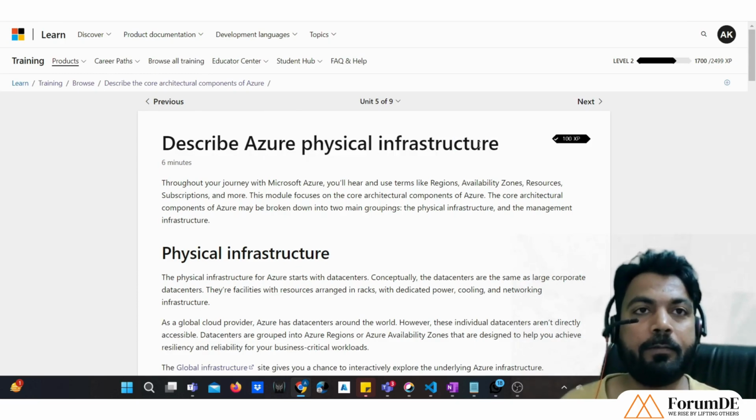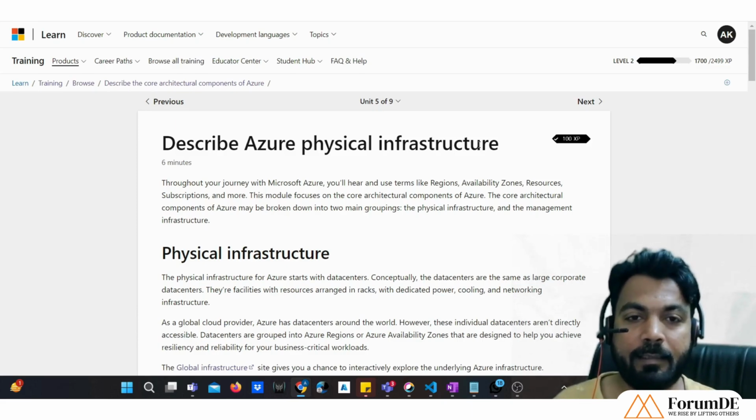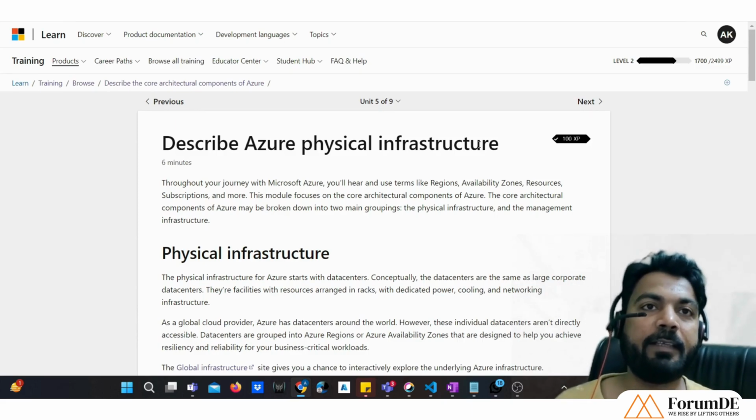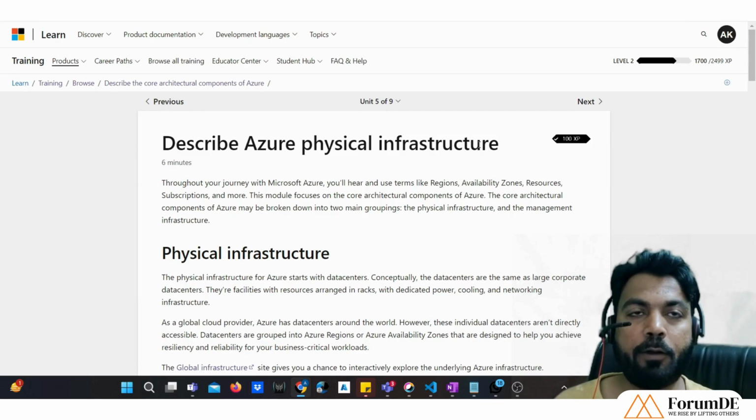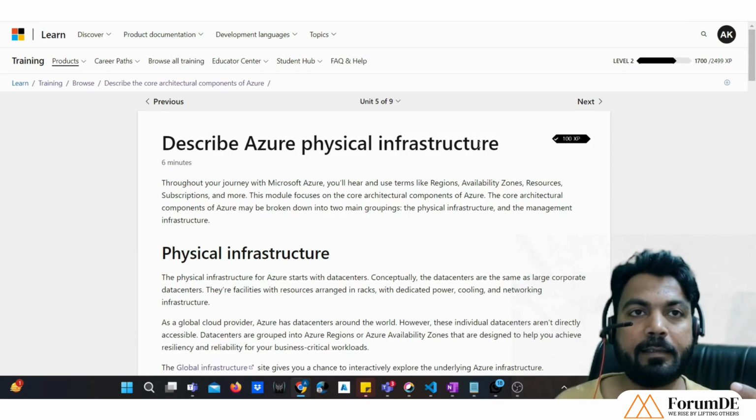So what I mean by this is that to understand the Azure physical infrastructure, we need to understand these topics. Let me reiterate the topics that we'll be discussing today: regions, regional pairs, availability zones, and the fourth one is sovereign regions. These are four things.